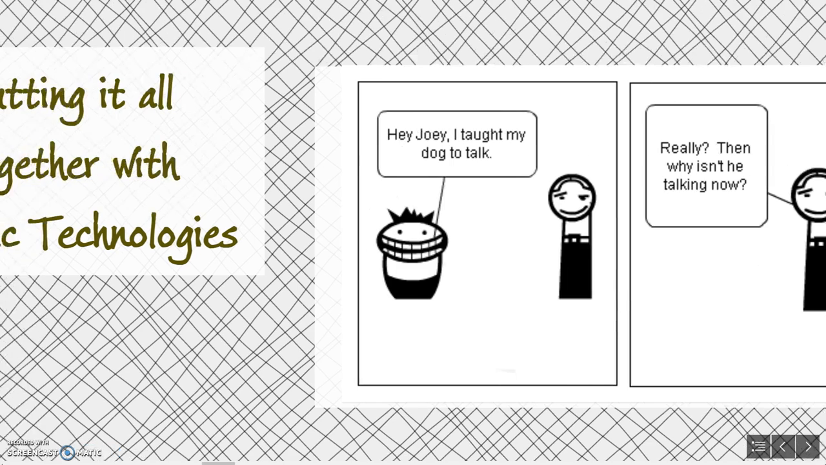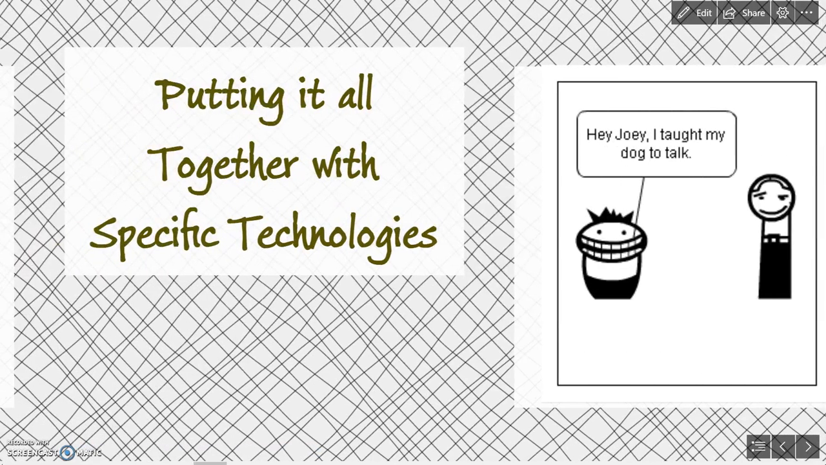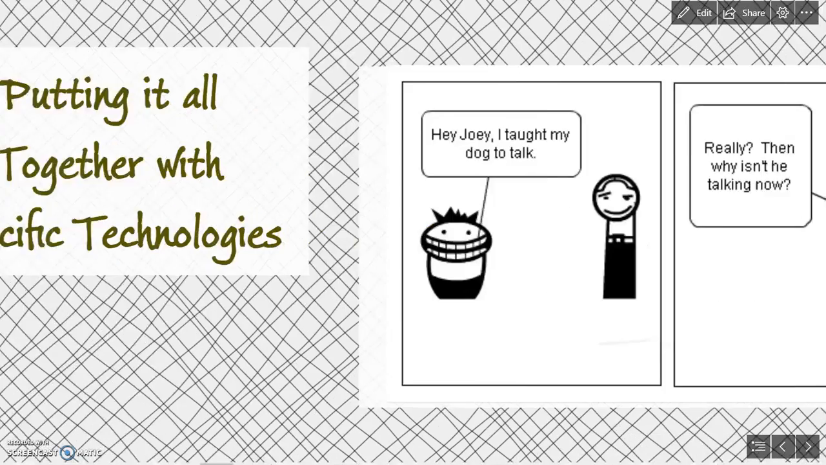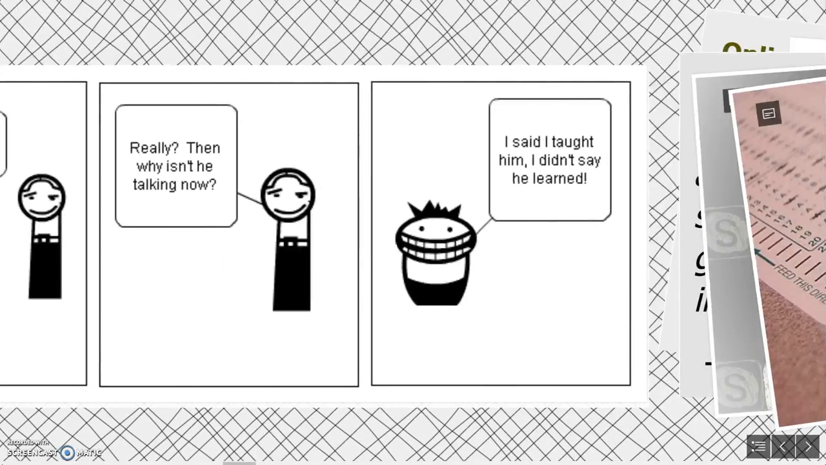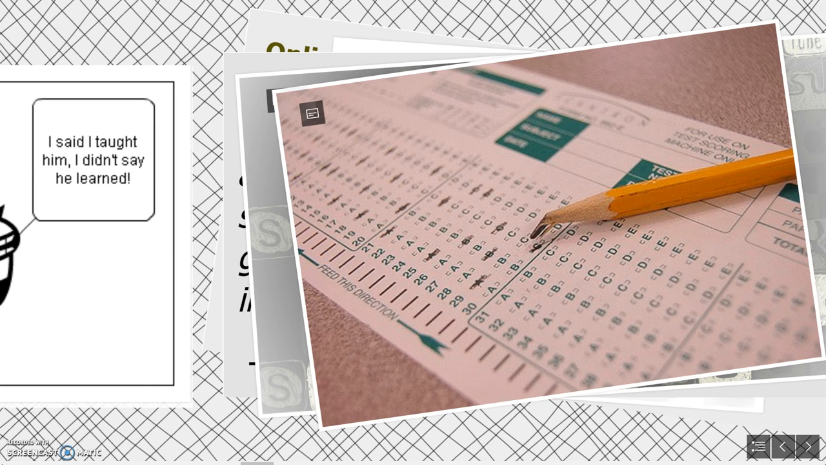Before that, though, let's talk about this quote. "Hey Joey, I taught my dog to talk." His friend says, "Really? Then why isn't he talking now?" Joey says, "I said I taught him. I didn't say he learned." As we can see, teaching and learning are 2 completely different things. Everyone teaches, but the students that truly learn are those with teachers that use differentiation and assessment within their classroom. Technology can help this process to further encourage better learning within the classroom as well.